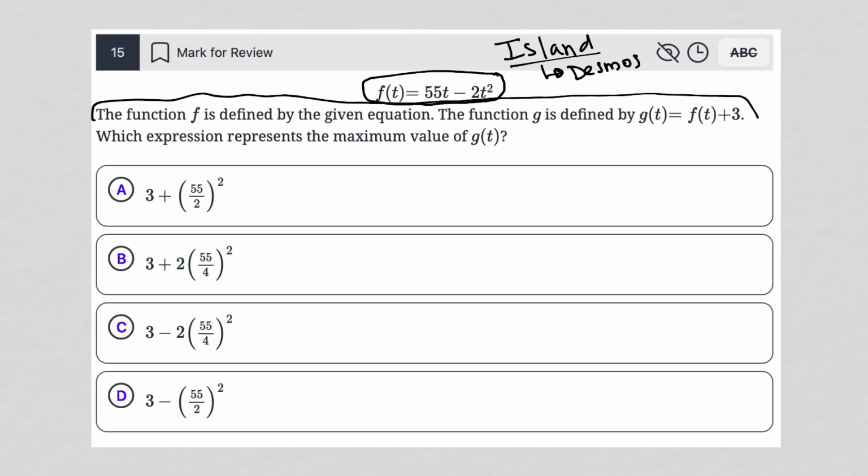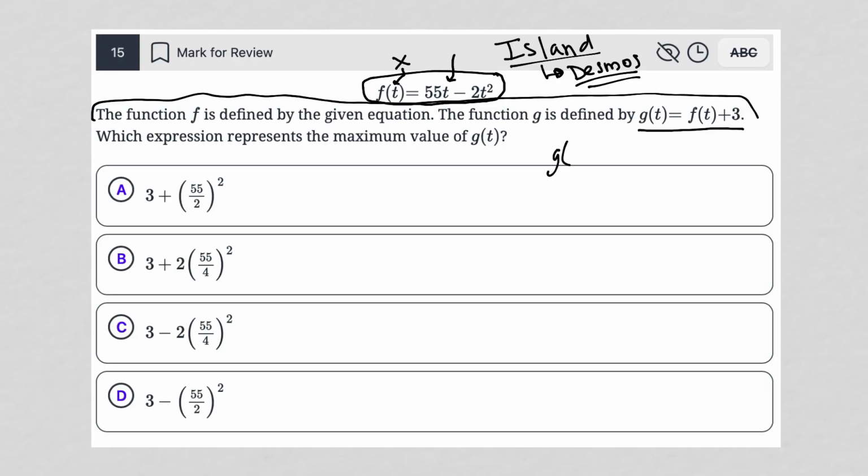In this case, I'd probably use X instead of T, just so I don't have a slider to use for T. So I'm going to actually pause here and not go straight to Desmos, just to make sure I'm able to do that. I'm going to read a little bit before going straight to Desmos in this particular case. So the question here says the function f is defined by the given equation. The function g is defined by g of t equals f of t plus 3.